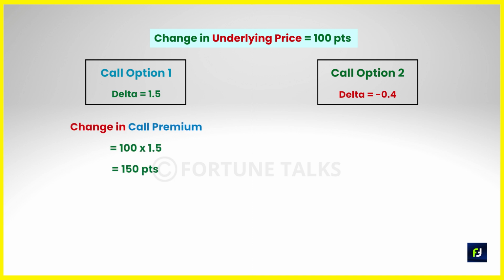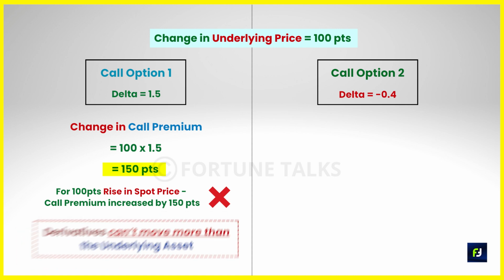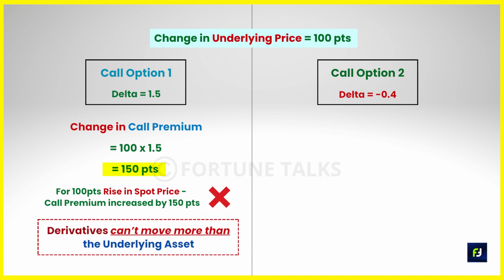For the first call strike, the change in premium turns out to be 150 rupees. Now, this answer suggests that for a 100-point change in the underlying, the value of the call option premium is increasing by 150 points. In other words, the option is gaining more value than the underlying itself. This is not possible because an option is a derivative contract, as we have learned in our first episode, and it derives its value from its underlying asset. Therefore, it can never move more than the underlying.